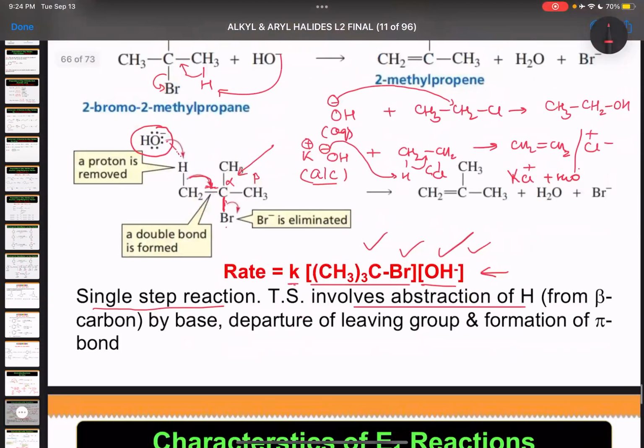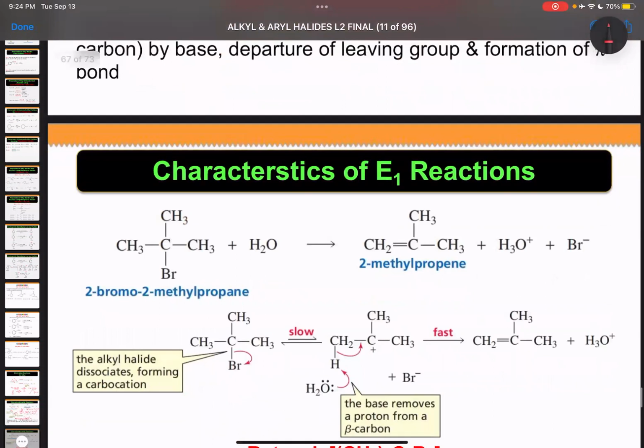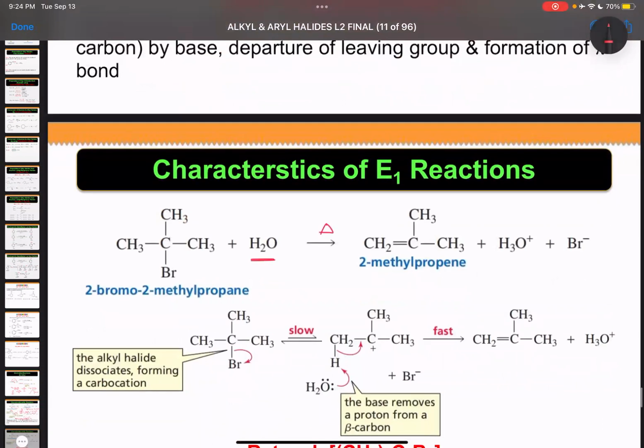So this is a single step elimination reaction. You require a strong base, then only it can happen in a single step. But if you take a weak base like water, then it can't happen in a single step. So what was the SN1 reaction? Tell me. And what kind of nucleophile promoted SN1? That also you can tell.